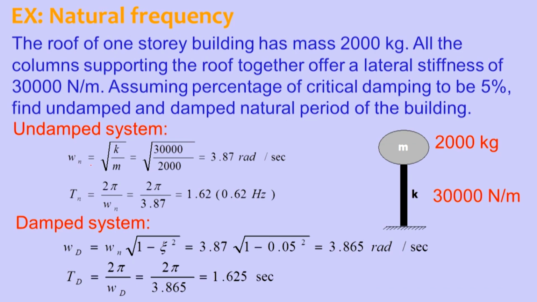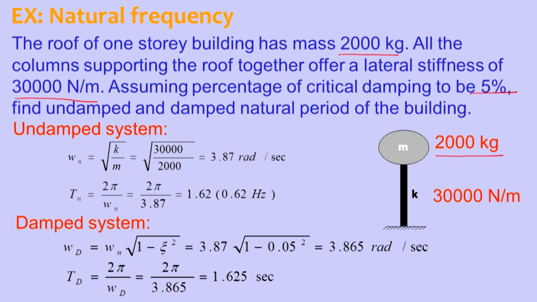Now let's solve one example problem of damped natural frequency, damped free vibration. In this one, the roof of a one-story building has mass 2000 kg. All the columns supporting the roof together offer a lateral stiffness of 30,000 Newton per meter. Assuming percentage of critical damping to be 5%, find the undamped and damped natural period of the building.